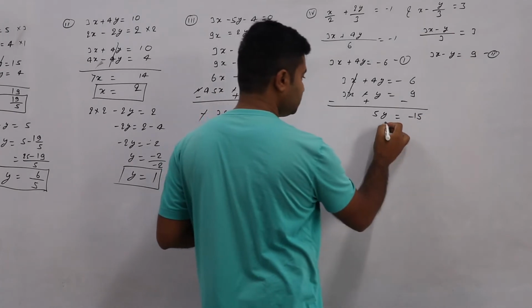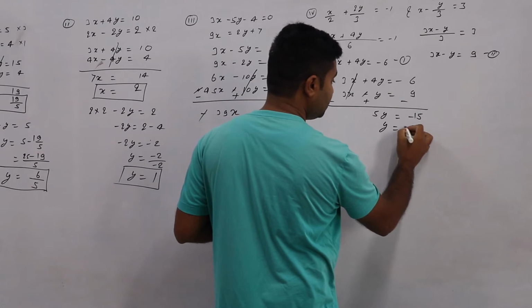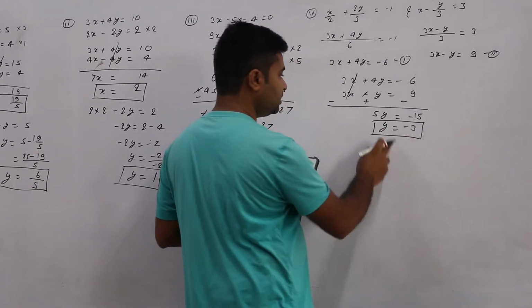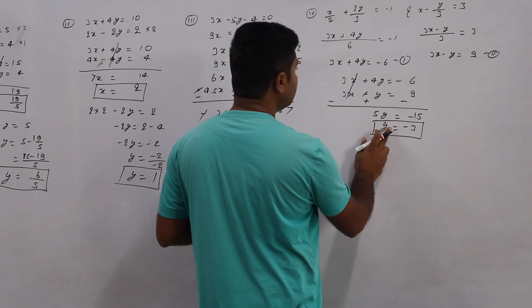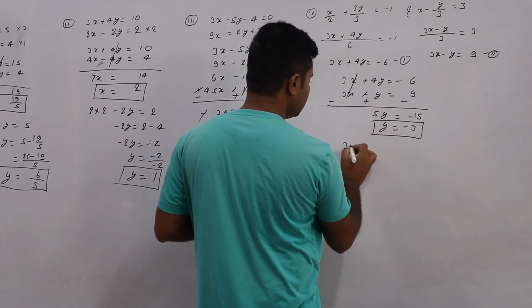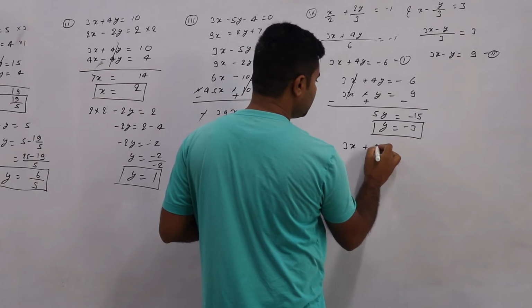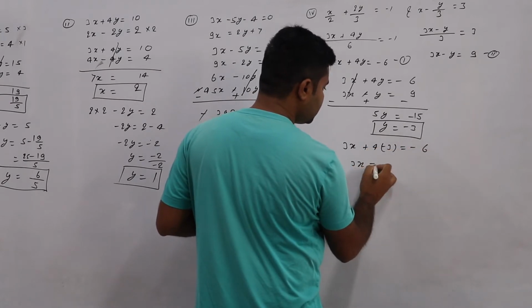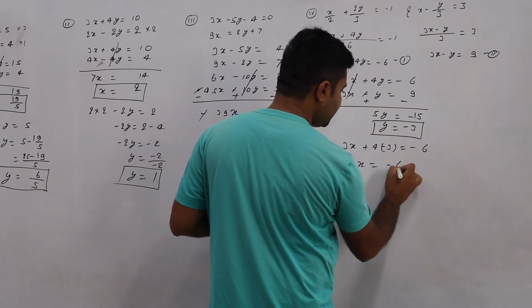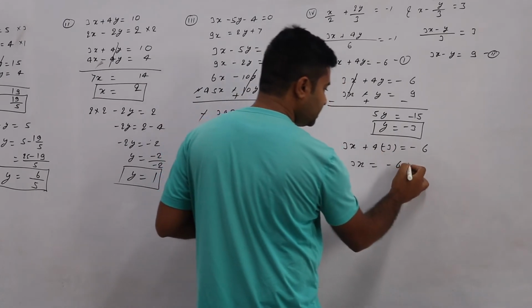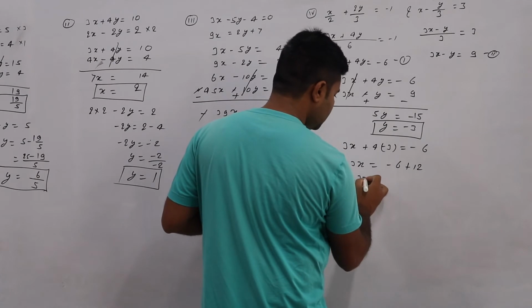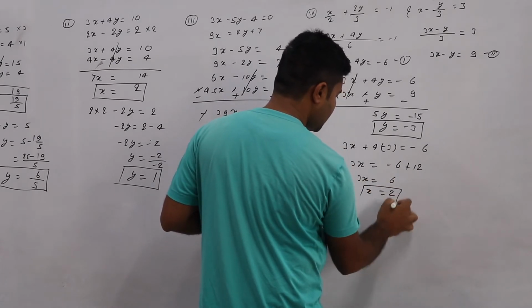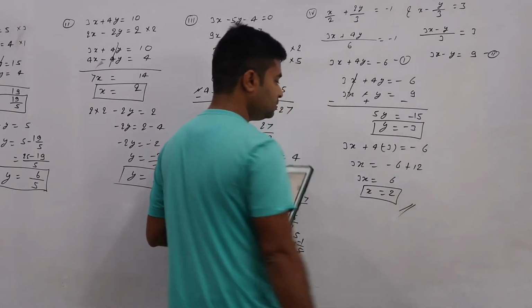5y. So 9 plus 6, 15. So y is equal to minus 3. If y is equal to minus 3, put this value here. 3x plus 4 into minus 3 is equal to minus 6. 3x minus 12 is equal to minus 6. This side minus 12, this side plus 12. So 3x is equal to 6. x is equal to 2. All four done?